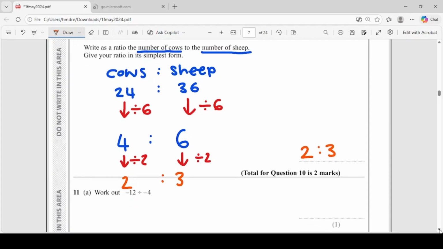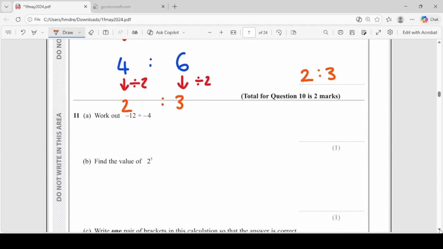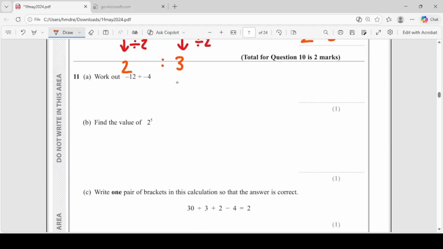11a, work out negative 12 divided by negative 4. Okay, so negative 12 divided by negative 4. A negative and a negative, when you divide them, it gives you a positive. And 12 divided by 4 is 3. So you can just write 3 for this one.